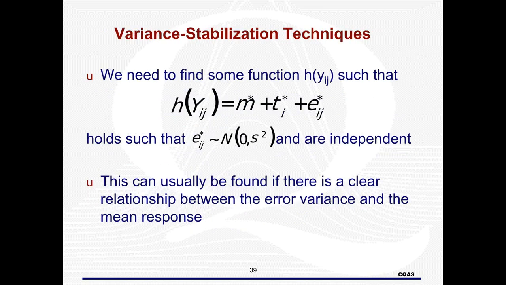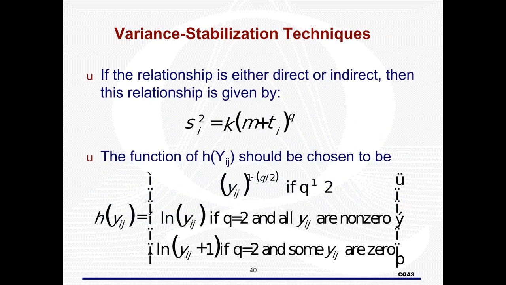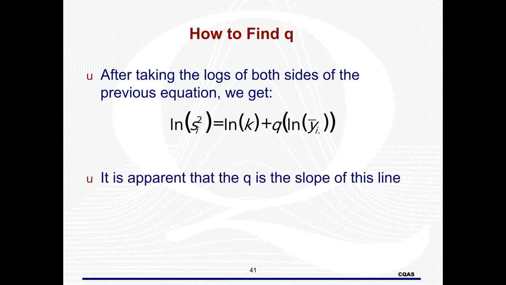The goal is to find a transformation that makes variance roughly constant. This usually means identifying a relationship between the variance and the mean. We can use the equation on the slide to accomplish this. But how do we find Q? By regressing log variance on log mean. The slope tells us which transformation to use. This gives us a data-driven way to choose a transformation instead of guessing.